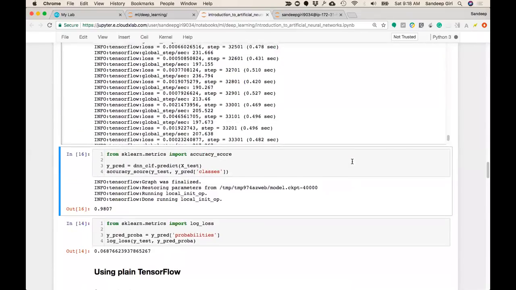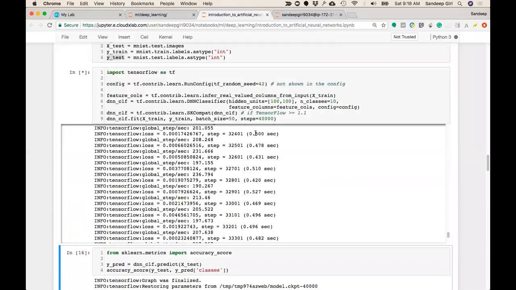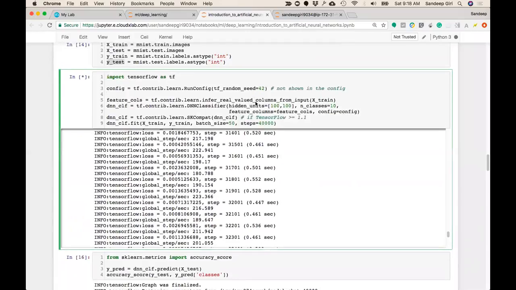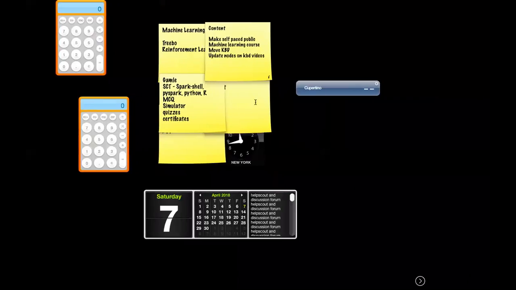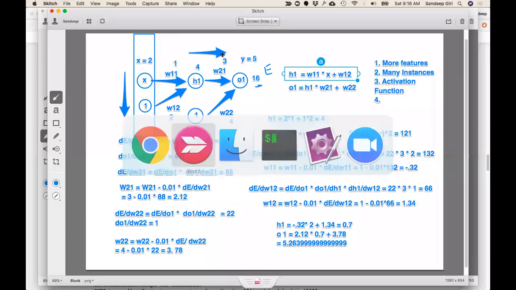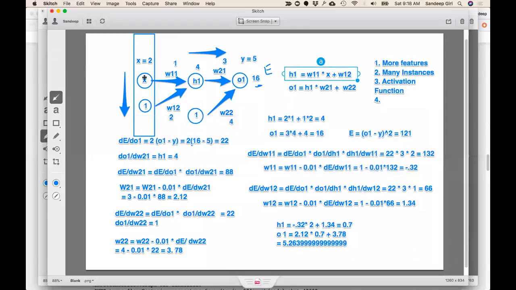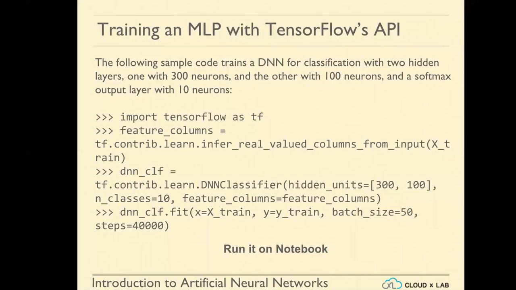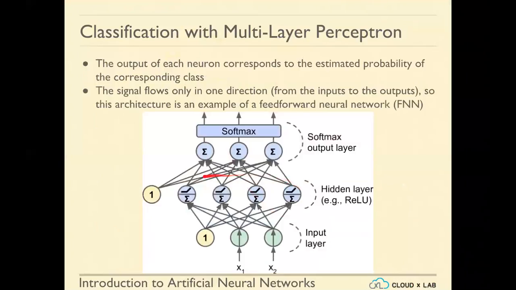Right. So the question from Binta is, what are hidden units? Hidden units are basically the layers between the input and output, since input and output have to be there anyway. These are called hidden units. In this case, you can see this is a hidden unit.